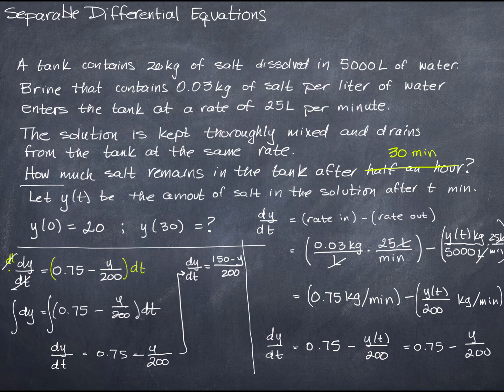I've done that here because when you multiply this quantity by 200 over 200, you get 150. So 150 minus y all over 200, and now I can separate the variables. I'm not going to do that here because I'm out of room, but what I will do is provide the final general solution so that you can see what it is, and you can check your process going from here to that end step, and then we'll check the final particular solution again together.